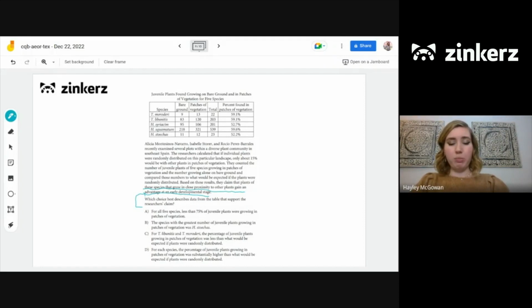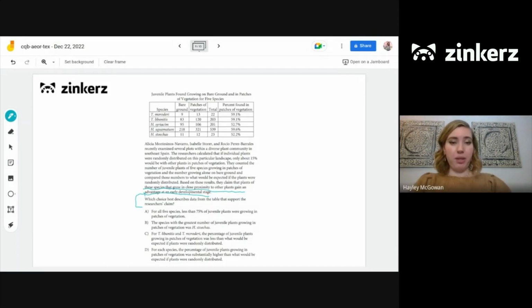So remember, we're supporting the researcher's claim again. The claim is that the species that grow in close proximity to other plants gain an advantage at an early developmental stage. So bare ground is kind of growing on their own, and growing in patches of vegetation is growing with others. So essentially, the ones that grow in patches of vegetation should be growing better.